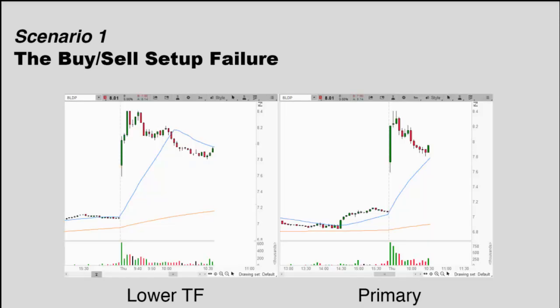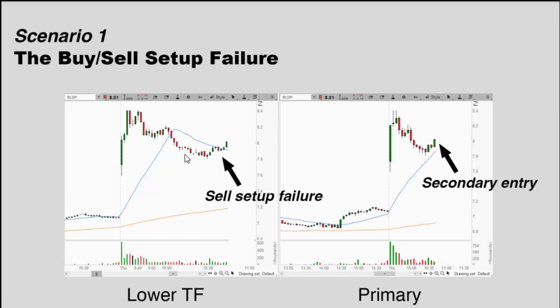So here's an example. We have a buy setup on the primary time frame, but a downtrend on the lower time frame. As this buy setup is triggering, it's into that declining 20 on the smaller time frame, with candles underneath it. So let's let that first buy setup go, right? And look for a sell setup failure on that conflicting time frame. If you see here, the sell setup off the 2-minute in this case did trigger and then failed, right?